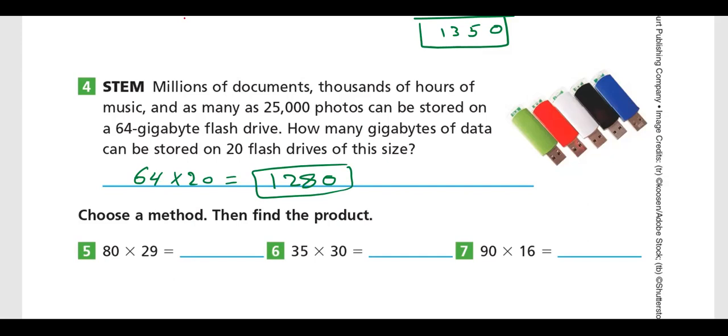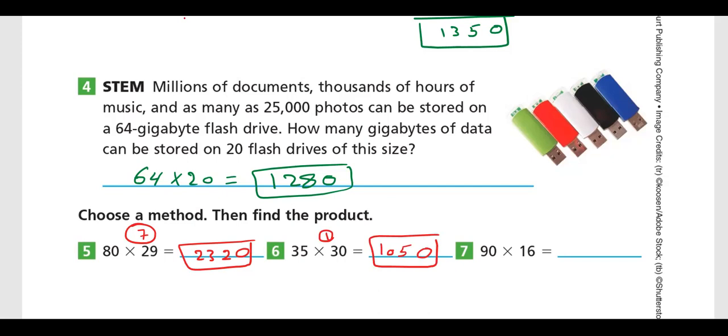Multiply 80 by 29, put 0. 8 times 9, 72. Write 2, carry 7. 8 times 2, 16. And 7, it will be 23. Multiply 35 by 30, put 0. 3 times 5, 15. Write 5, carry 1. 3 times 3 is 9, and 1, it will be 10. So it will be 1,050.